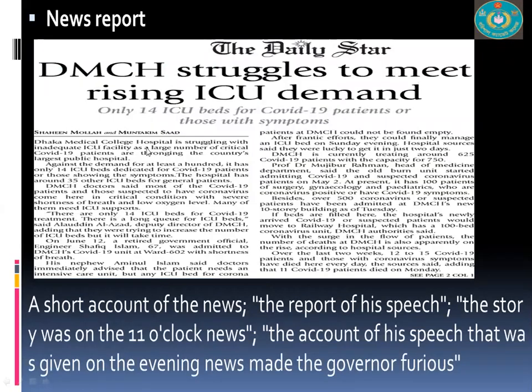What is a news report? A short account of the news, that is, in a nutshell. The report of a speech, the story was on the 11 o'clock news, the account of a speech. These are some examples.